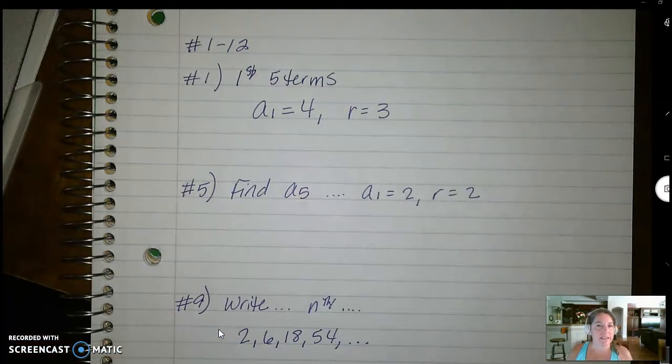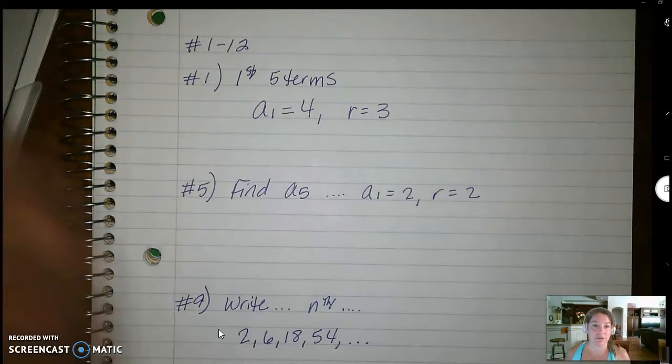Mr. Martorella said you only had to do numbers 1 through 12, and so I wrote down one problem from each section that is 1 through 12, and I'll go over them and how to do them with you, okay?